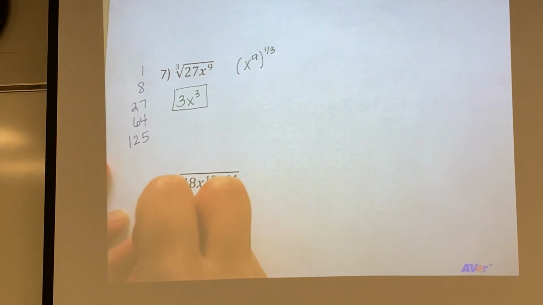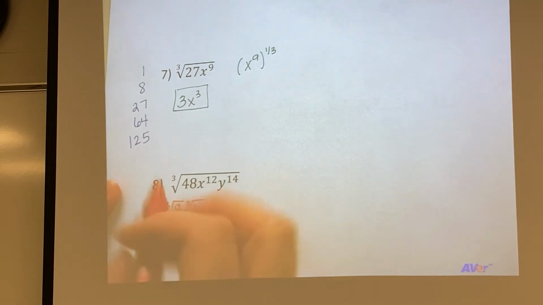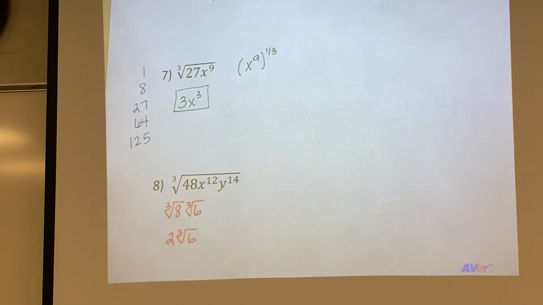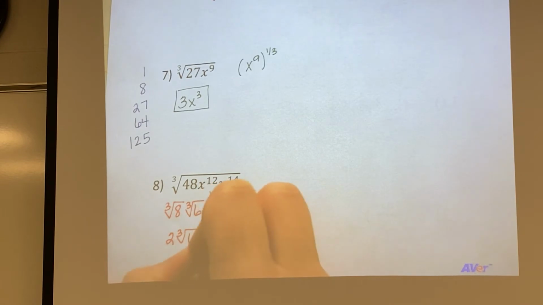So we break it apart, cube root of 8 times the cube root of 6. Always the perfect cube on the left, just like with square roots. All right, cube root of 8 is 2 times the cube root of 6. All right, moving on to our next value, we have x to the 12th, and 12 is divisible by 3, which is awesome, so we can just go ahead and divide it. 12 divided by 3 gives us a simplified version of x to the 4th.